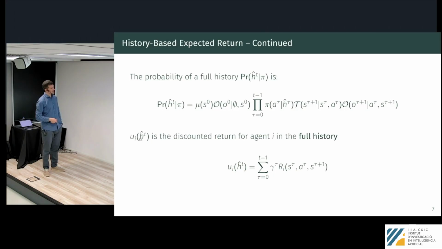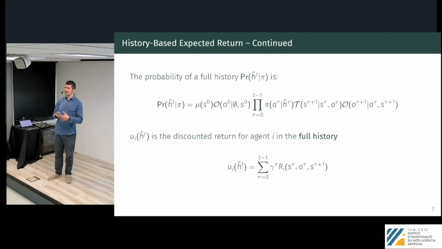And then similarly for the return under a full history, this is simply the sum from tau 0 to T minus 1, where we apply the reward function R_i to compute the reward at every time step, and we apply the discount factor here. That's pretty straightforward, and you already saw that yesterday when we discussed the returns. So once we have that, theoretically, we just multiply this by this, the probability times u_i, and we do this for all the possible full histories. That is the complete definition of an expected return for an agent i under a joint policy.